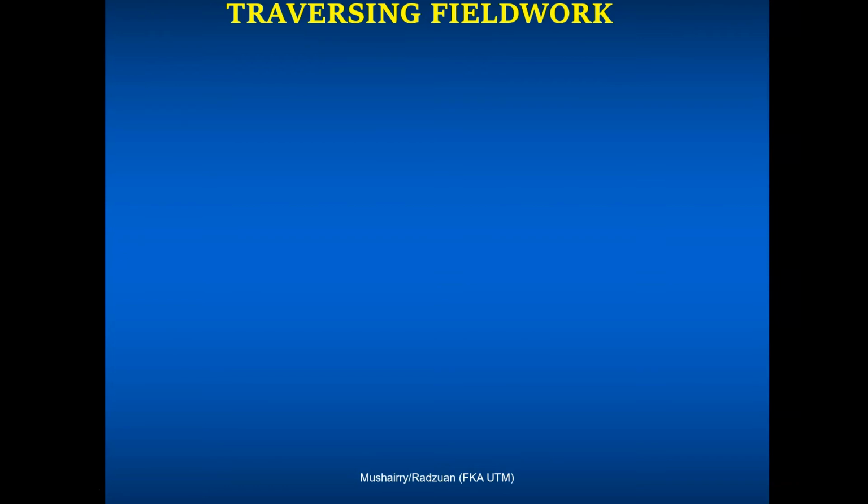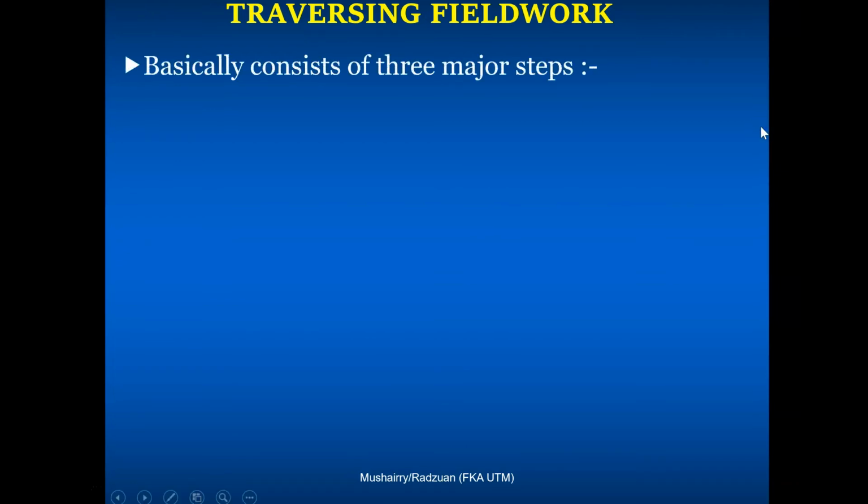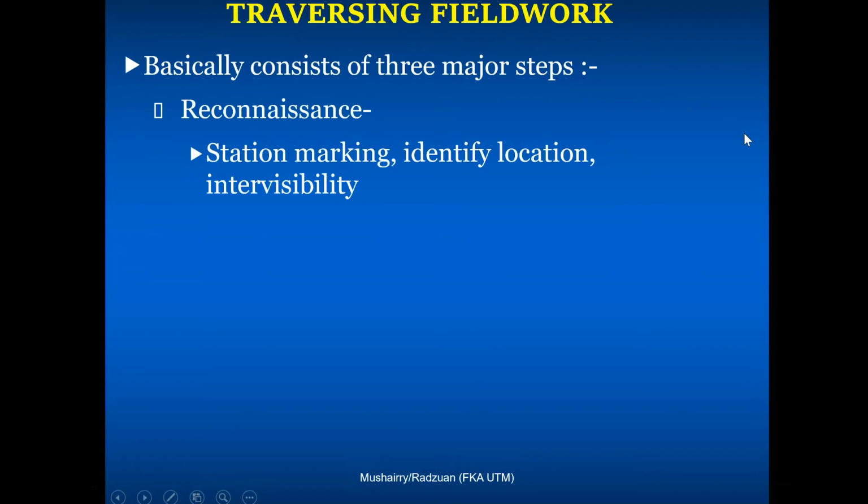Okay, now let's look at how we go about doing it in the field, traversing field work. It consists of 3 major steps. There will be more minor ones, but we're going to discuss the major steps. First, Reconnaissance, or Recce for short. What does that mean? You're going to be doing station marking, identifying location, intervisibility.